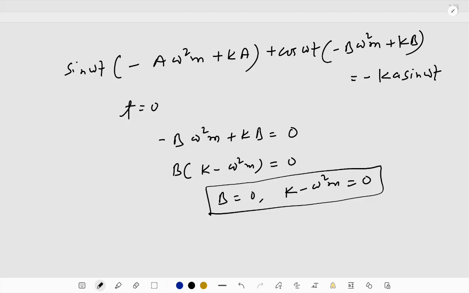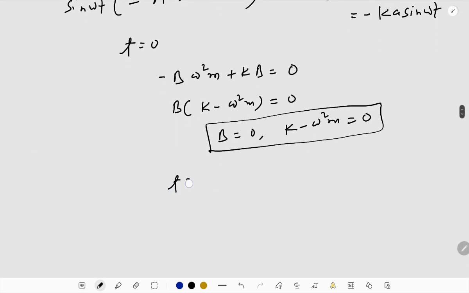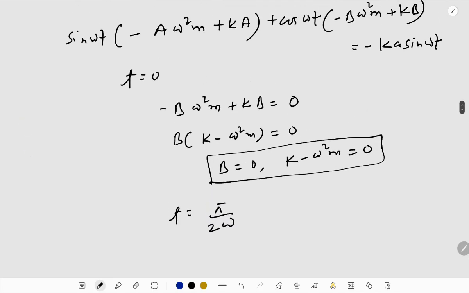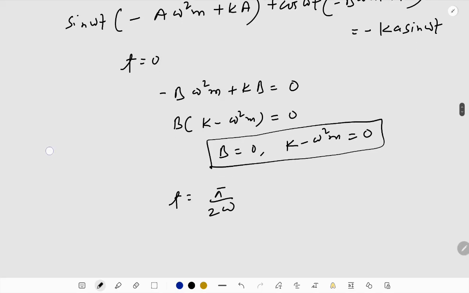T equals pi by 2 omega. That means I'm going to put omega t equals pi by 2. The value of t I will select now as t equals pi by 2 omega, so that sine omega t will become sine pi by 2 and cos omega t will become cos pi by 2. And this value is 1 and this value is 0 and this value is 1.